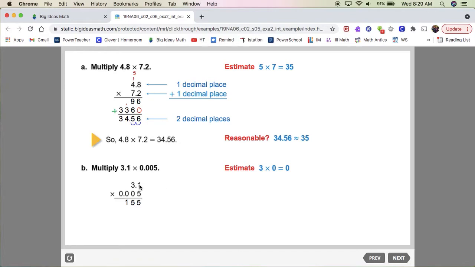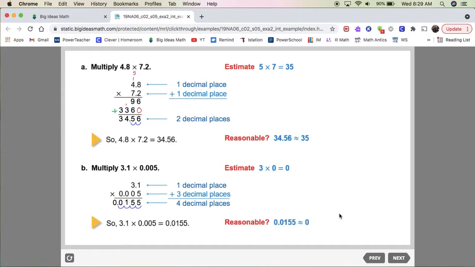Notice we have 1 decimal place here, 3 decimal places here. We need a total of 4 decimal places. We've only got 3 numbers, so just like on the other one we did, that means we're going to have to put that 0 there in front to the left, and then put our decimal place. So just check, make sure we have 4 decimal places, 4 decimal places, and our answer is close to 0.